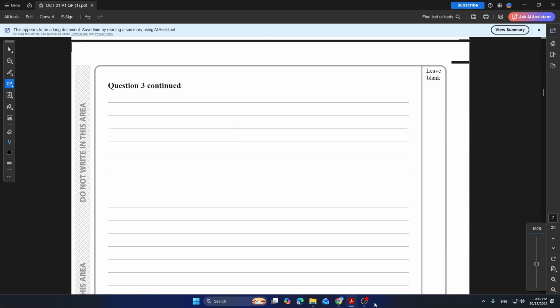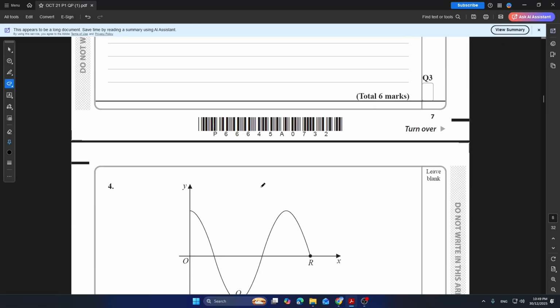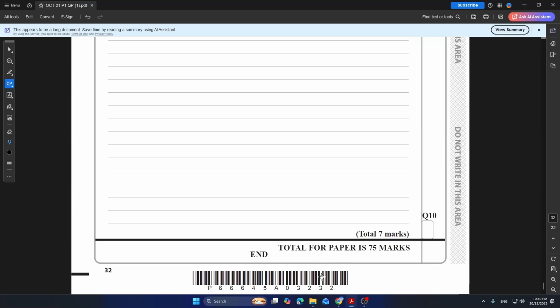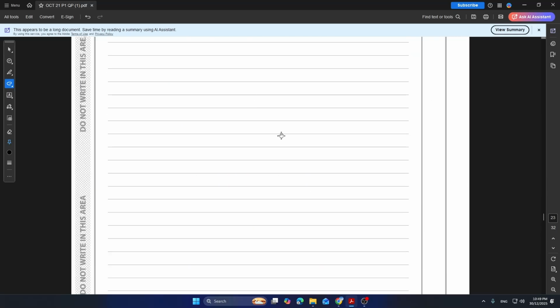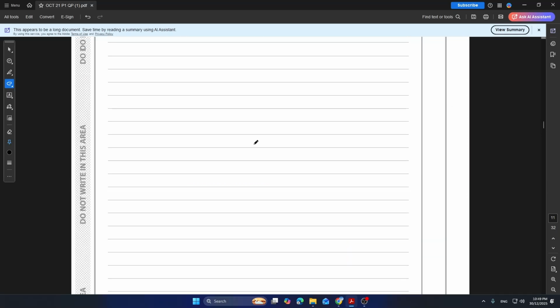Okay, so that is 3 inequalities done. And this is question 4. How many questions in this paper? There's 10 questions, no problem, easy. 10 questions, very simple.